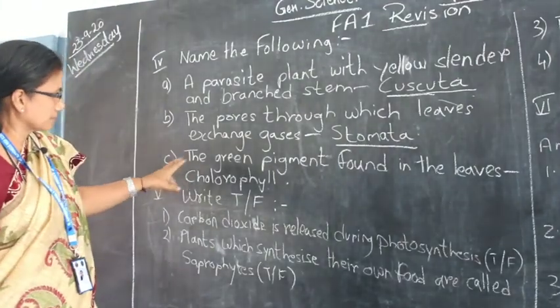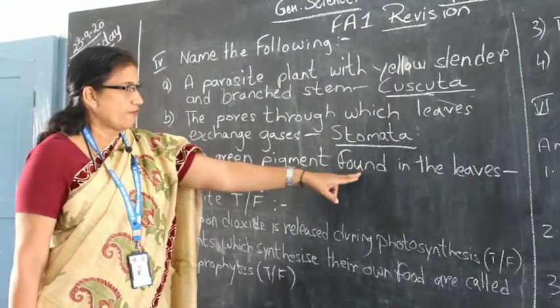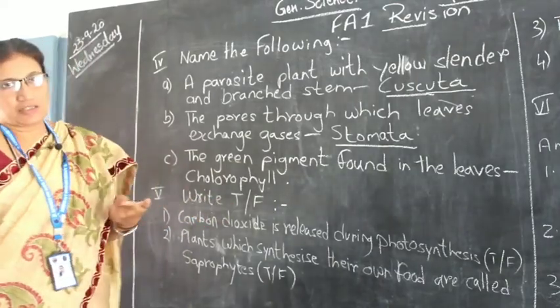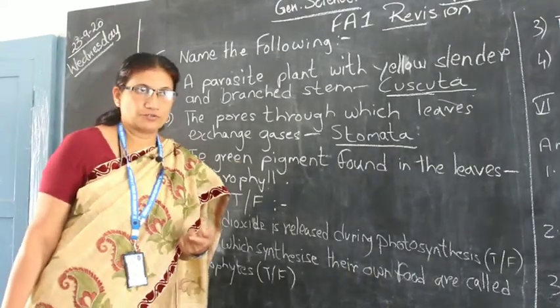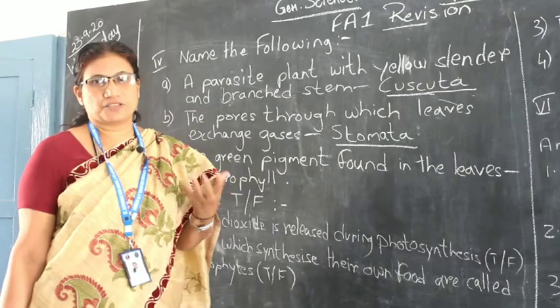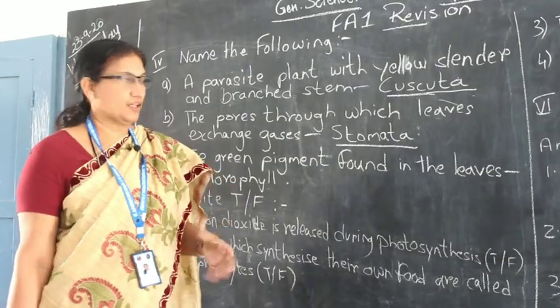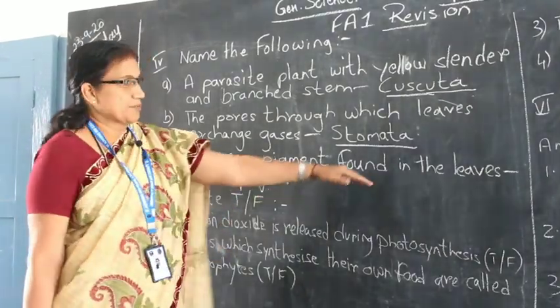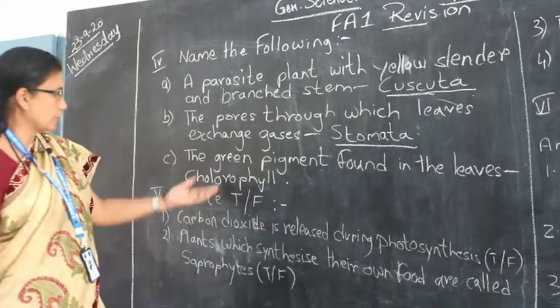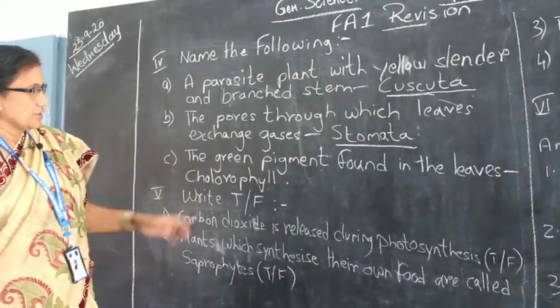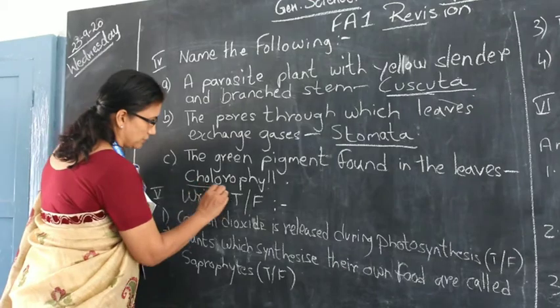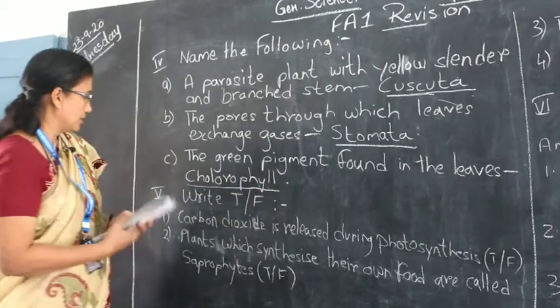The third one, the green pigment found in the leaves. When I was explaining photosynthesis, children, I told you the green pigment that gives the green color to the leaves is called chlorophyll. So the green pigment found in leaves is known as chlorophyll. You just have to write this one word.